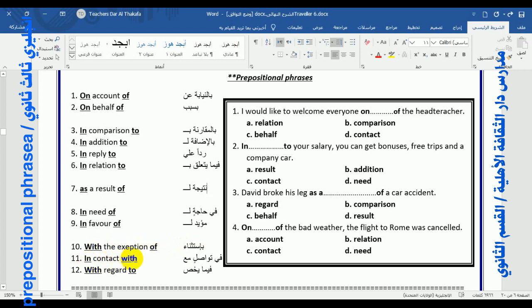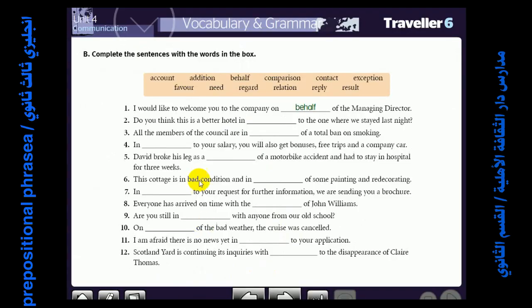In contact with, in contact with, with regard to. And this is your homework here. Then read and then choose the correct answer. It's very important. That's your homework here. Okay, then go to page 44.